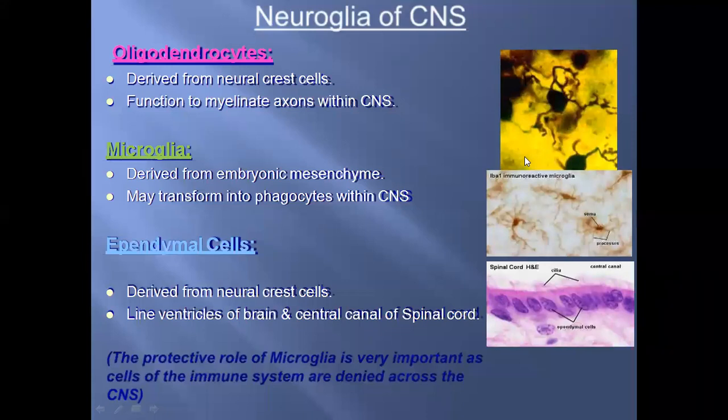Here you can see a slide which shows the microglial cells. They are derived from the embryonic mesenchyme. In the disease process, they may transform into phagocytes within the CNS. And another type is the ependymal cells. They are derived from neural crest cells. They help in the circulation and absorption of the CSF. They line the ventricles of the brain and the central canal of the spinal cord.